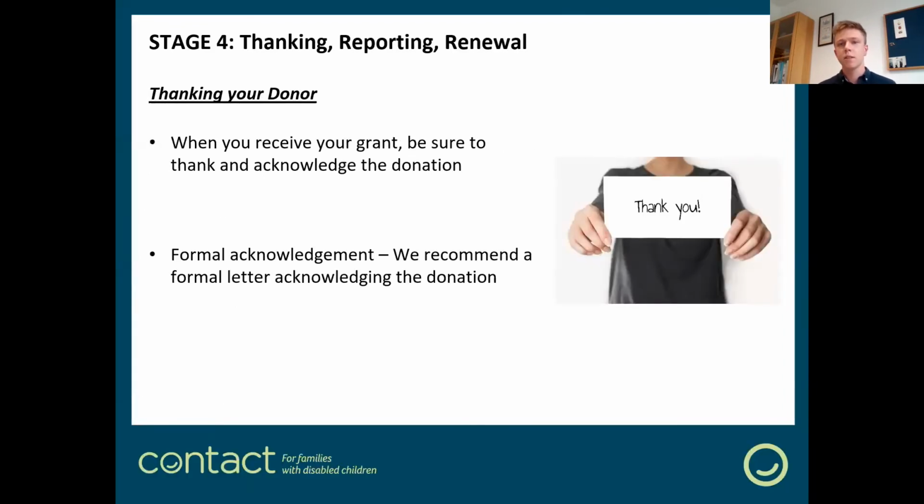So we now come to the final stage, and I know it seems very obvious, but it's really important, obviously, if you do receive a grant or a donation, to thank your donor. This is both a form of stewardship. It's amazing they're giving you money for what you're going to do, but it's also a formal requirement for a trust and foundation as well, that you acknowledge that donation in a formal way. So we recommend always send a formal letter to acknowledge that donation.